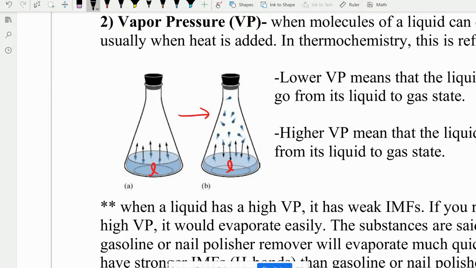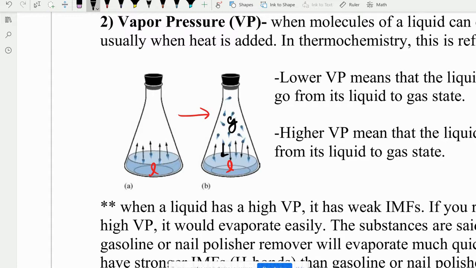Now, notice in image B, I see arrows pointing downwards back to the liquid state. And that's because those gas molecules, if they're cruising around with enough speed and velocity, when they hit the surface of the liquid, can sometimes go back into their liquid state. So this is a dynamic process that's happening within this flask.